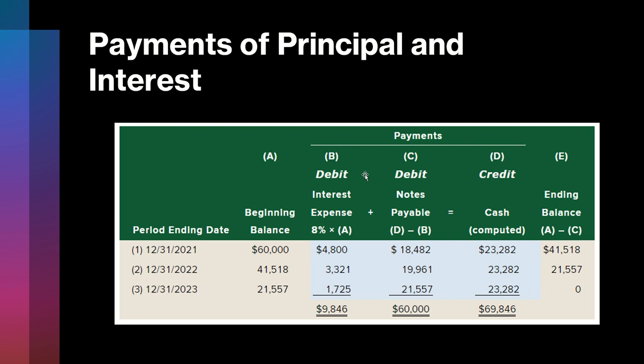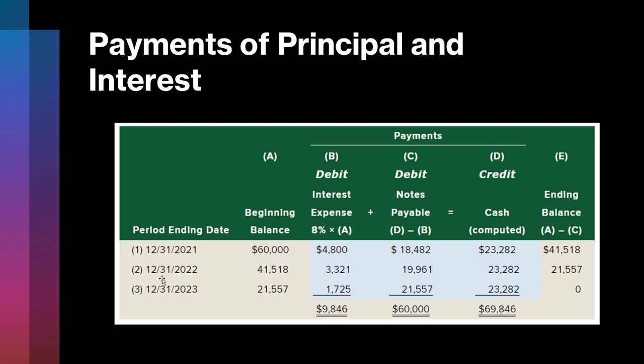All right, this is where the lender is actually making its money from the interest. So what you see here in column B, interest expense, that's interest expense to the borrower. The lender, this is revenue to them. So the lender is making this money. But as the borrower, the goal is to pay down this $60,000 here.